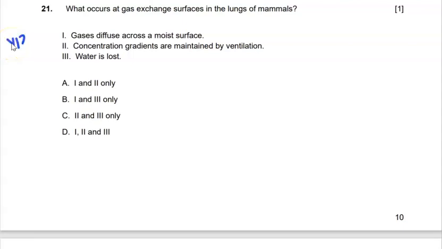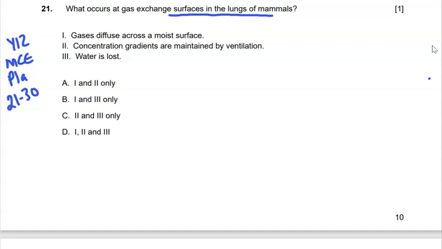Year 12, higher level biology, mid-course exam. This is paper 1A, and we're into the third section. We're going to be doing questions 21 to 30 in paper 1A. And we begin with this question here about the gas exchange surfaces of the lungs of mammals.